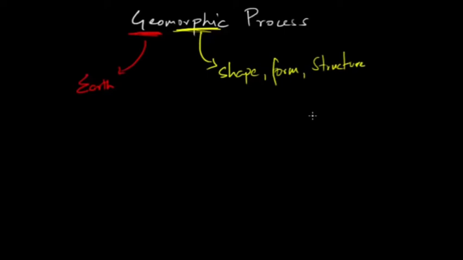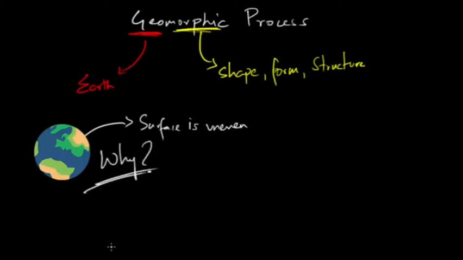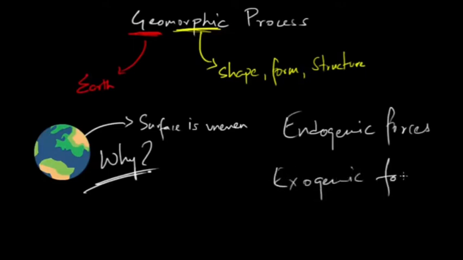If we combine both terms, we get to know the reasons behind the formation of the Earth's surface. The Earth's surface is uneven, it is not smooth, it is not plain. Somewhere you'll find uplands and some places have lowlands, depressions. The geomorphic process tells us the reasons why the Earth is like that. Basically there are two forces behind the unevenness of the Earth's surface: the first is endogenic forces and the second is exogenic forces.